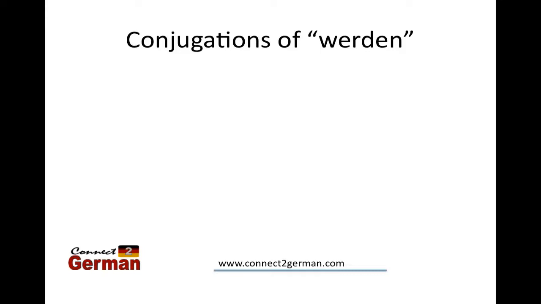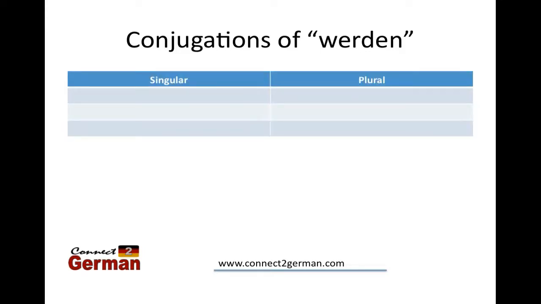Okay, conjugations of werden. We have it set up for the singular and the plural. Here are our pronouns. In the singular, ich, du, er, sie, es, represented by I, you, he, she, it. And in the plural, for more than one person, wir, we, ihr, you guys, so you plural, and sie, they.